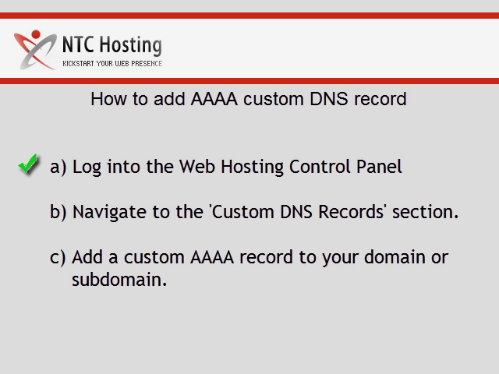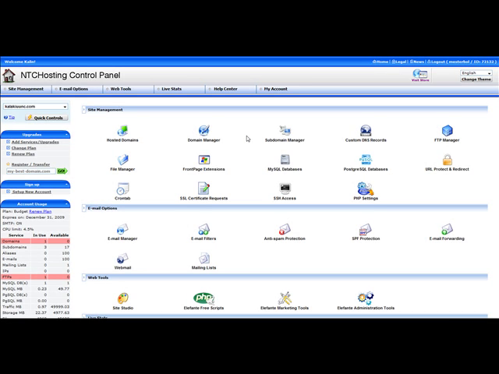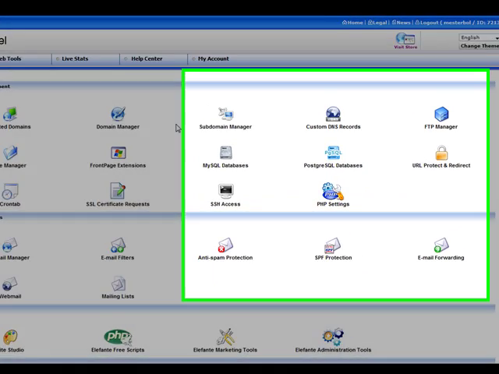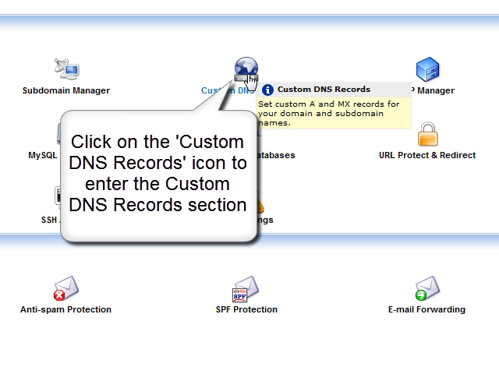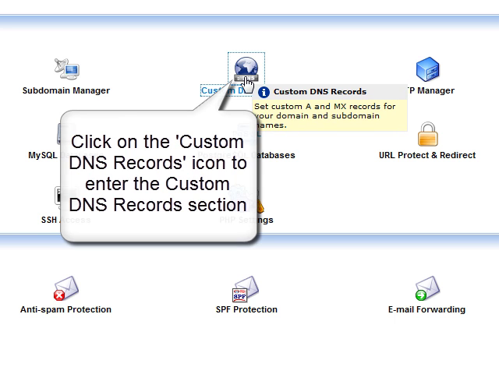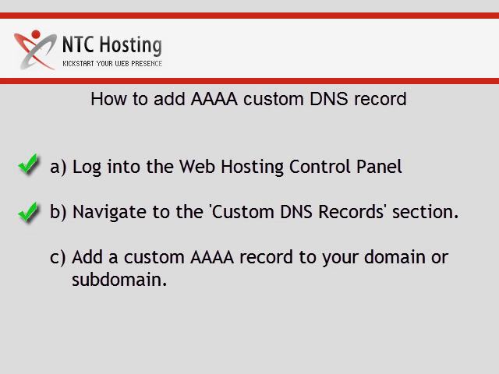Now let's move on to the custom DNS records section. To open that section, click on the custom DNS records icon located in the site management section. You have successfully completed the first two steps of the add a custom DNS record procedure.